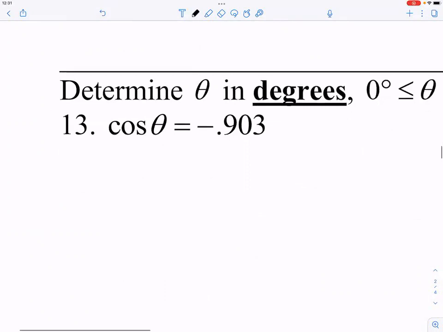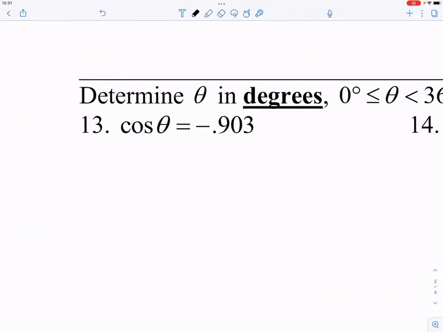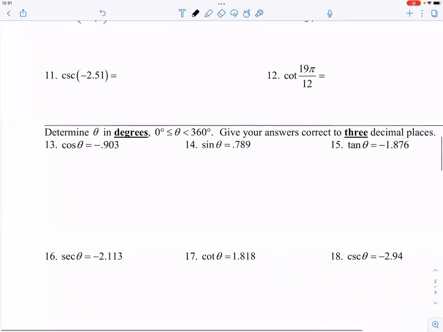What about these numbers? For question 13 and on, what about these numbers? These are the ratios. And if you want to use ratios to find the angle, what do you do? You do the inverse.